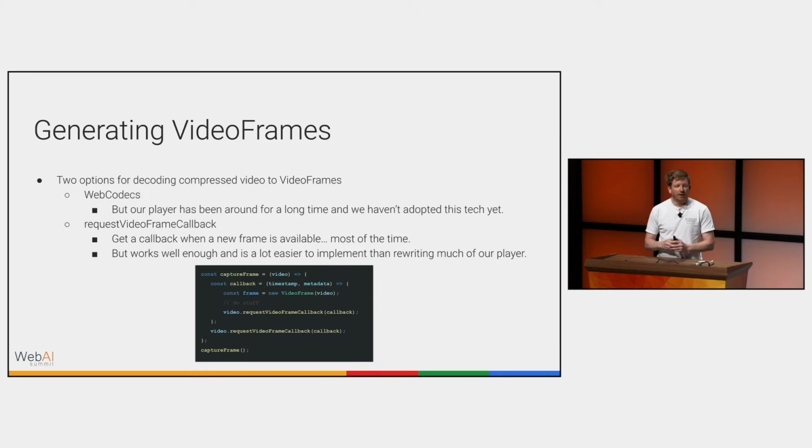So as of Chrome 116, there is a newish API called requestVideoFrameCallback. On the screen, you can see an example of how you would actually use that. This allows us to grab a video frame, a WebCodecs VideoFrame, from the video element and pass that on to WebGPU. This, unfortunately, does not guarantee that you get every frame, but in our experience, it's been close enough to every frame that it's acceptable.